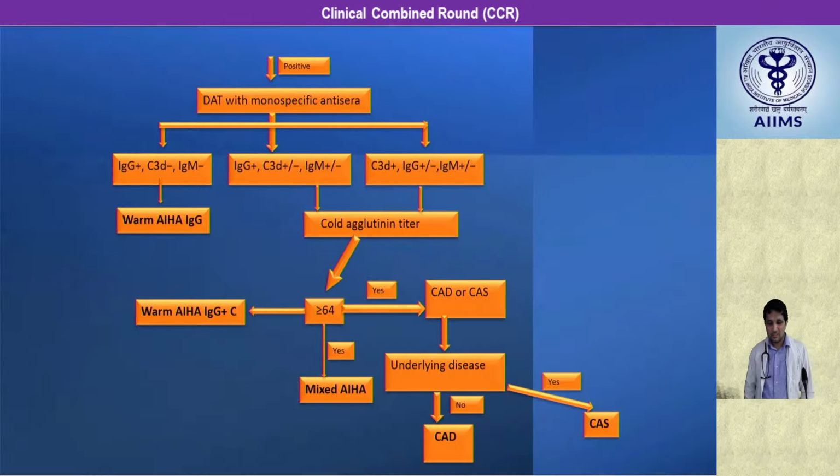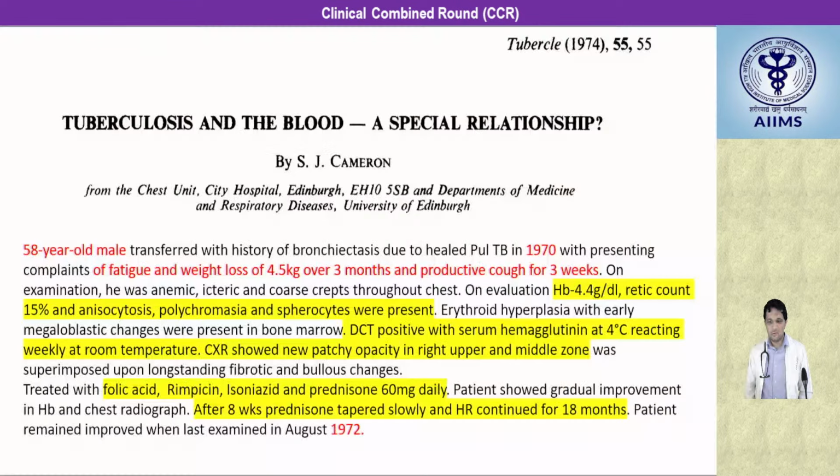So till now we have discussed how to proceed for AIHA, and since our patient had TB-induced AIHA, we'll do some review of the literature on TB-induced AIHA. To our knowledge, fewer than 30 cases have been reported, and the first case was reported in 1974 by J. Cameron. They reported a 58-year-old male who came with anemia, jaundice, and productive cough for 3 weeks. On evaluation, DCT was positive and hemagglutination happened at 4 degrees centigrade, and chest X-ray showed right upper lobe and right middle zone opacity.